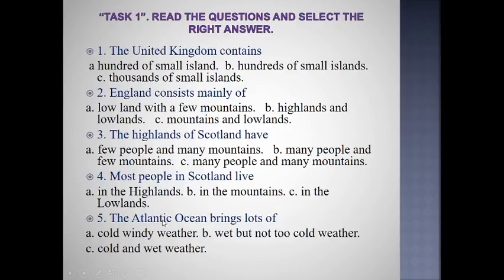in the Highlands, in the Lowlands, in the mountains, and the right variant C, in the lowlands.